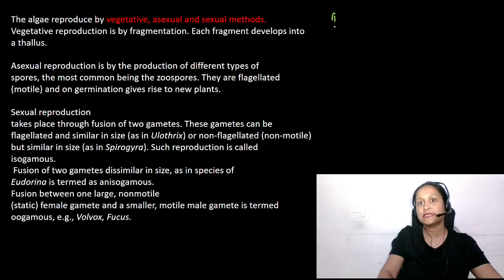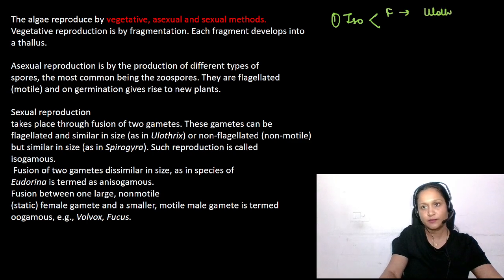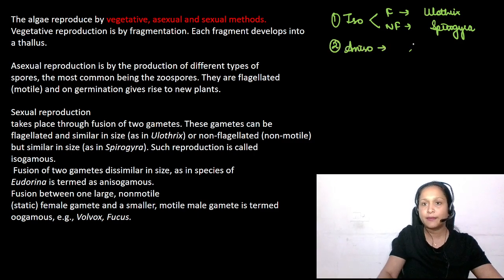So let me erase and write it again. Number one is iso. In iso, flagellated, example is Ulothrix. Non-flagellated example is Spirogyra. Next is anisogamous. Example is Eudorina. And the third one is oogamous.